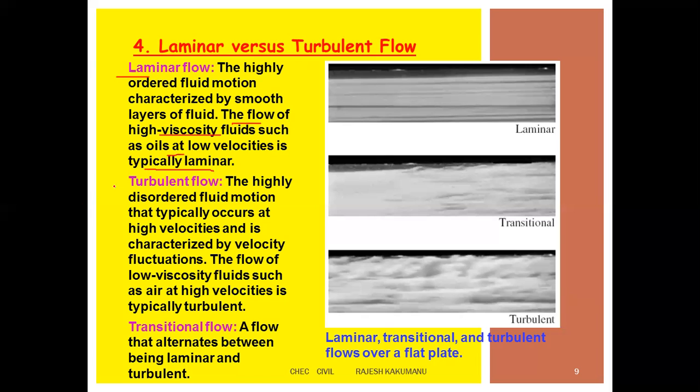The second type is turbulent flow. It is a highly disordered fluid motion that typically occurs at high velocities and is characterized by velocity fluctuations. The flow of low viscosity fluids such as air at high velocities is considered turbulent. And water also you can consider as turbulent.